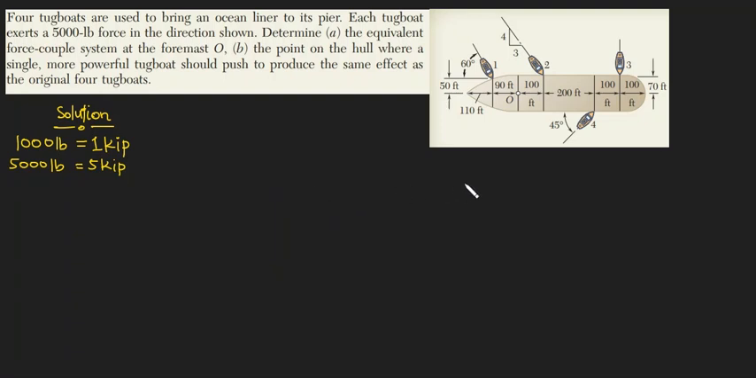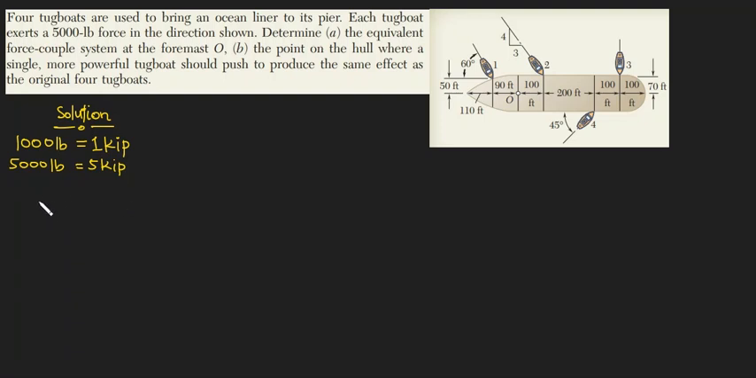And the first part of the question says that we should determine the equivalent force couple system at the foremast O. So what this means is that we have to find the total force acting at point O, and then find the total moment of the couple at point O. So that's what you are going to do. So let's look at how you're going to do this.